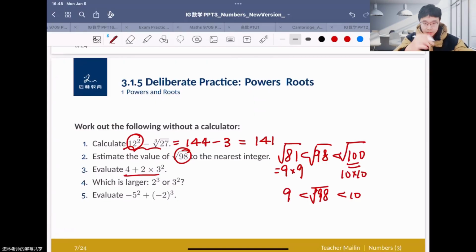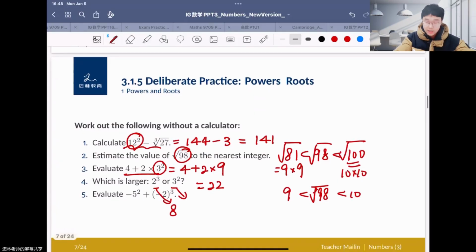And for the third problem, to evaluate this value, first we have to calculate the power, right? This is before other operations. So here is 4 plus 2 times 9, and then 4 plus 18, that is 22. And the next question is to find which is larger. First is 2 cubed, and then 3 squared. 2 cubed is 8, and for 3 squared, 3 times 3 is 9, right? So 3 squared is bigger than 2 cubed, so the one on the right is bigger.